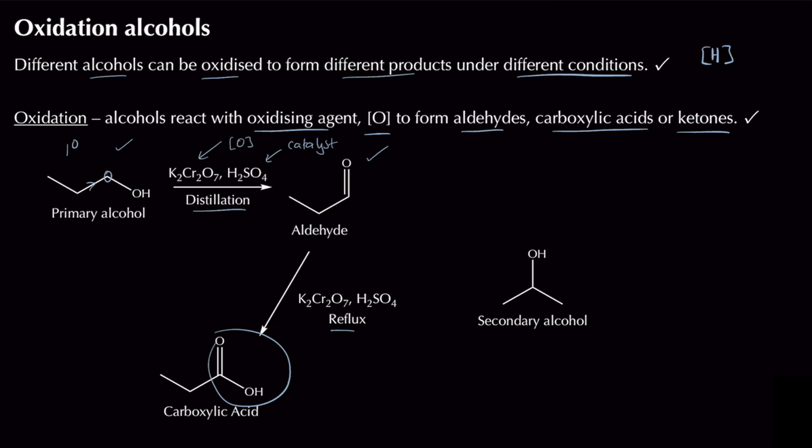Now, let's say if I wanted to form a carboxylic acid from a primary alcohol, I didn't want to do it in 2 steps where I went with distillation and then reflux.